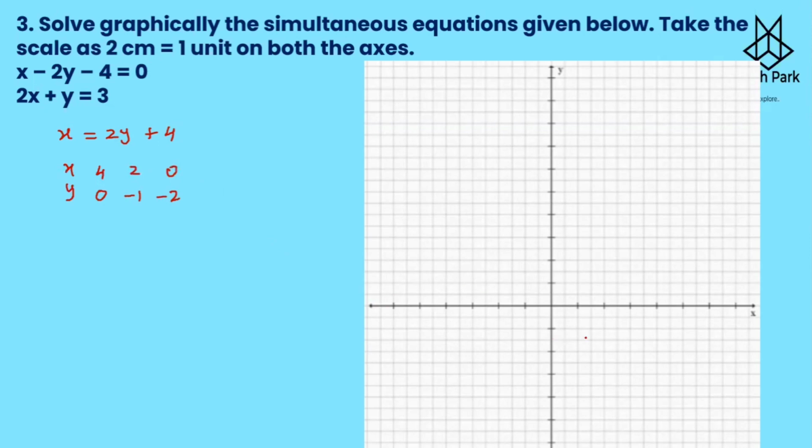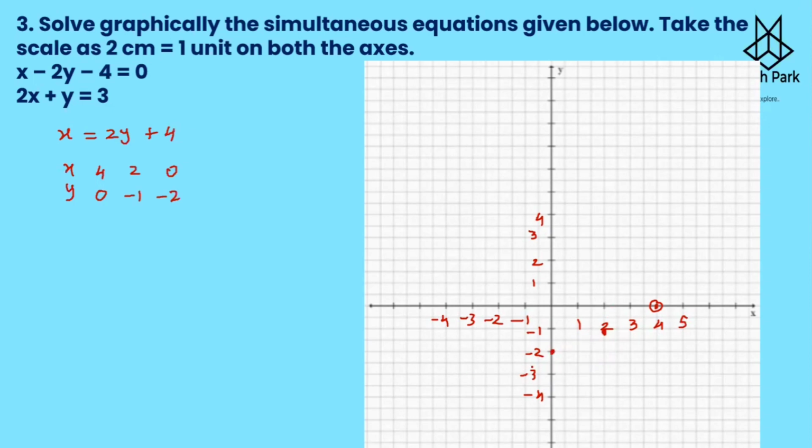Now let us draw the points. For that, let us take the coordinates. They have said 2 centimeters is equal to 1 unit. So 1, 2, 3, 4, minus 1, minus 2, minus 3, minus 4. So 4, comma 0: on x-axis 4 and y 0 is this point. Then we have 2, comma minus 1. So 2 and minus 1 is this point. Then we have 0, minus 2. X is 0 and y is minus 2. So let us draw this line.